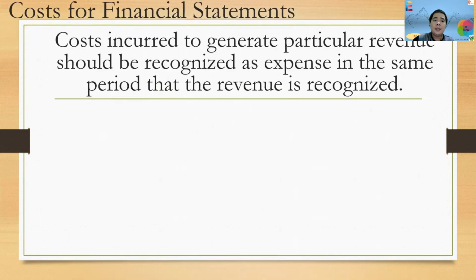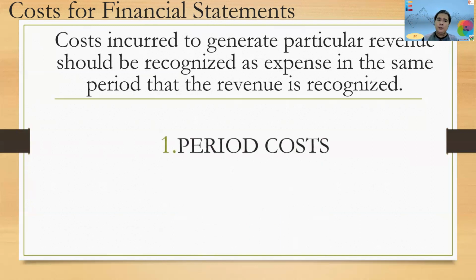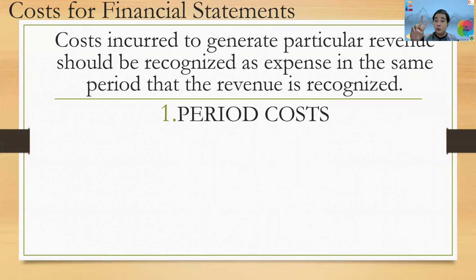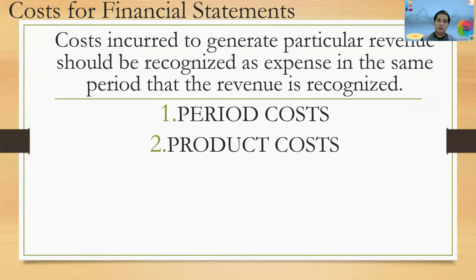So cost for financial statements. Costs incurred to generate particular revenue should be recognized as expense in the same period that the revenue is recognized. So all the costs we mentioned earlier, manufacturing cost, direct labor, indirect labor, and so on, should be divided into two. Number 1, periodic cost, and number 2 is the product cost.